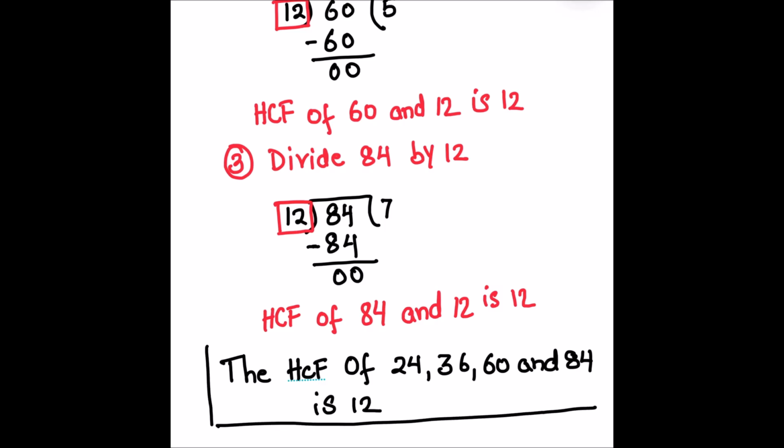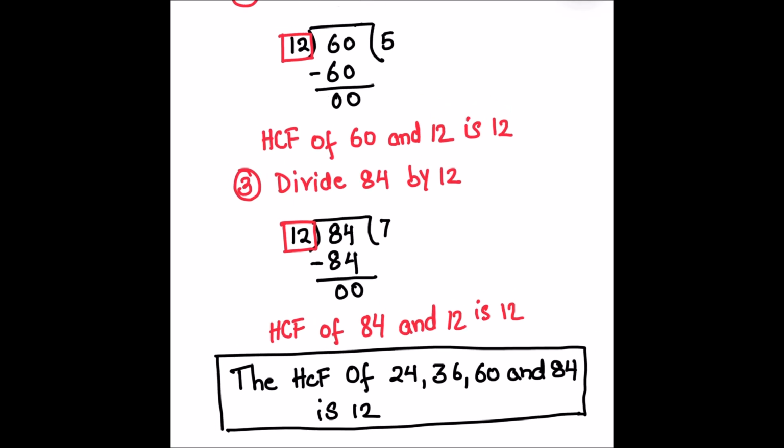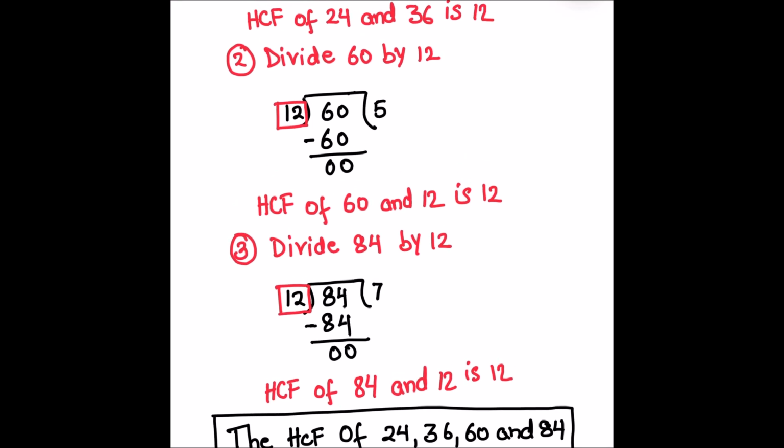So this is how we find the HCF of four numbers using long division method. We keep on dividing until we get the remainder as 0. When we get the HCF of two numbers, we use that number and find the HCF of that number with the third number and fourth number. And this is how we find the HCF of all the four numbers.